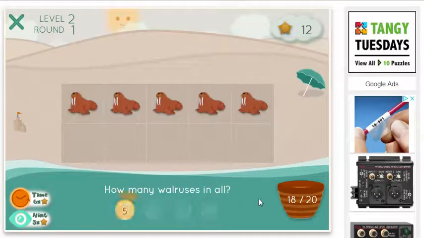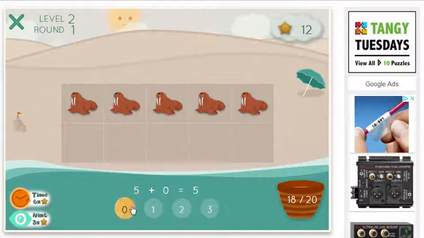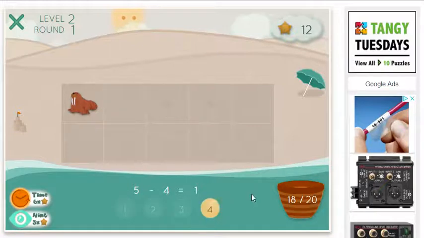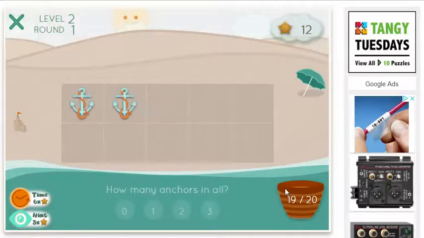We've got 5 walruses in all. 5 plus 0 gives us 5. And 5 minus 4 gives us 1. Oh, we've got 19. They're really going to make us work to get this.